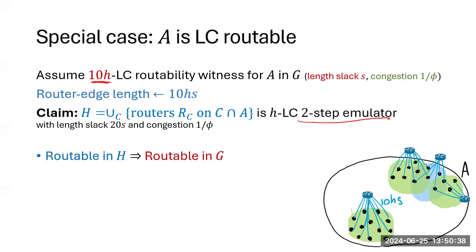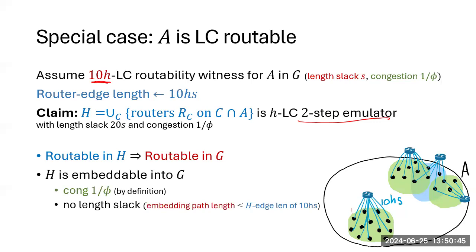with some slack. Why? From the definition, anything routable in H can be routed in G because you can embed the graph H into G. From the definition of witness, this router can be embedded into G with some congestion 1/5. And also it has no length slack because the embedding path here has length 10HS, because it's for 10H and the length slack is S. But we just set the length of each router edge to be 10HS. So it's set to be no less than the length of the embedding path. So there's no length slack.